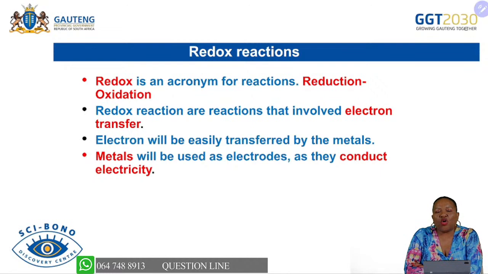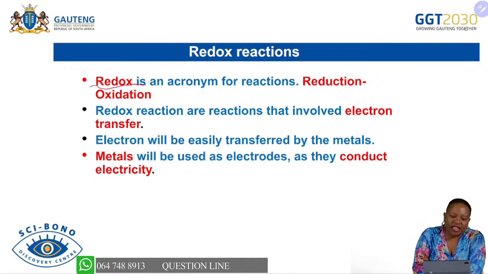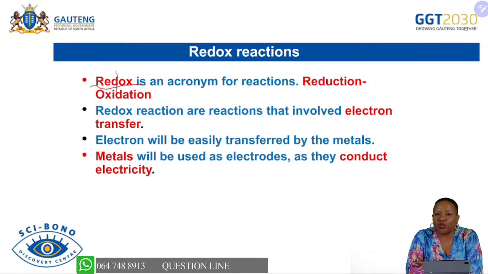Now, redox is an acronym, as you all know, for reduction and oxidation. That is why it is divided into two: red for reduction, ox for oxidation.